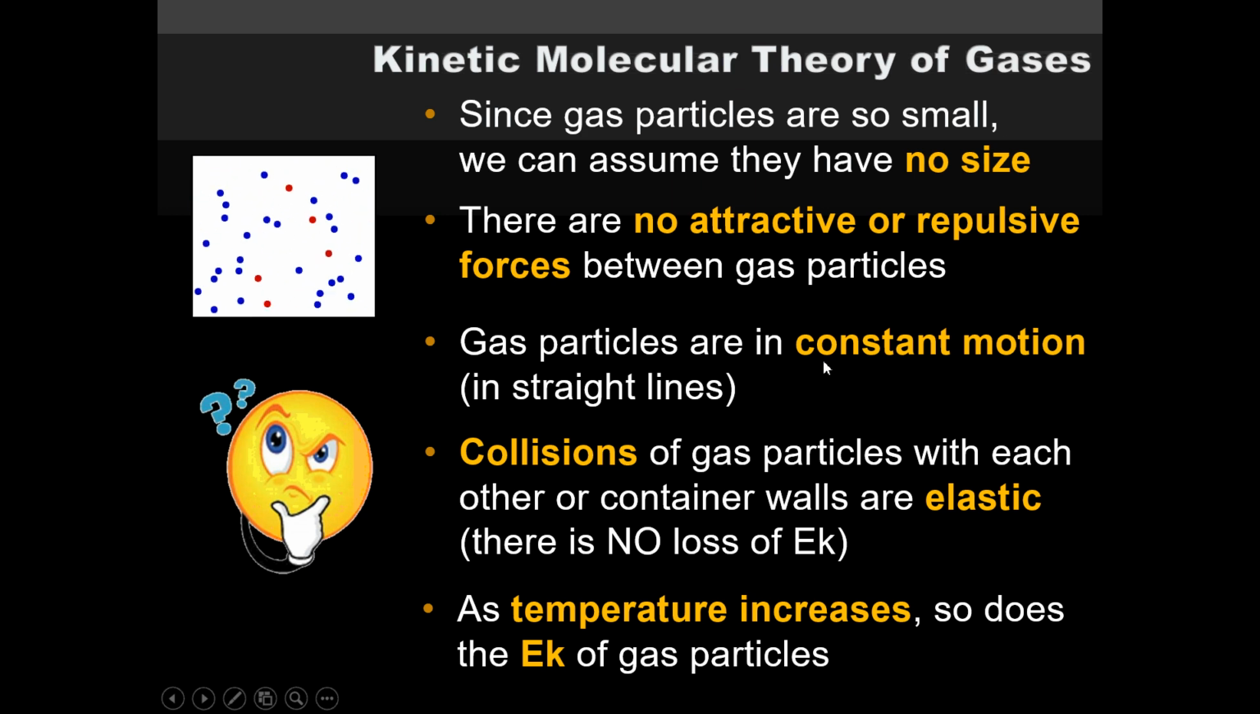Gas particles, we assume, are also in constant motion in straight lines. And this is true for the most part, but remember, the gas particles do hit the sides of containers, they hit each other, so they change direction all the time. And the particles are not always moving exactly the same way. Some might be moving really quickly, some of them are moving a lot more slowly. So on average, particles are always in motion. The next thing is that collisions are something called elastic.